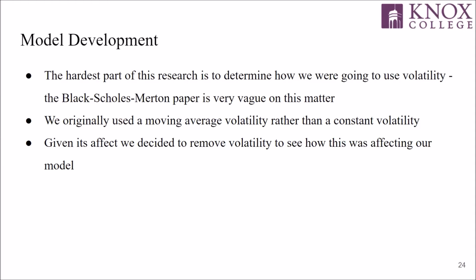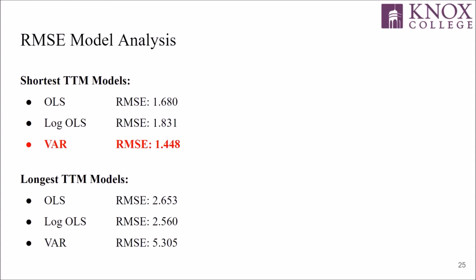So taking that into consideration, we decided to remove volatility from our model and run the exact same test as before, where we calculated the RMSE over the training data set. And this is what we got. The most notable thing here is that all of the RMSEs have decreased. The biggest drop was in the VAR models, which significantly decreased. The lowest RMSE we found was in the shortest time to maturity data set using the VAR model. So that's the one we decided to use moving forward.